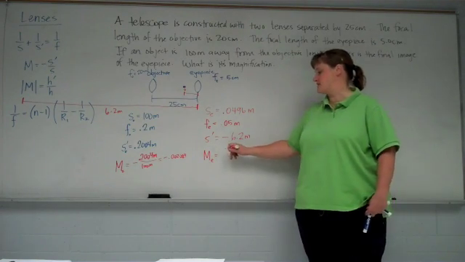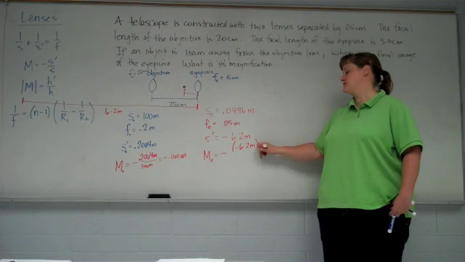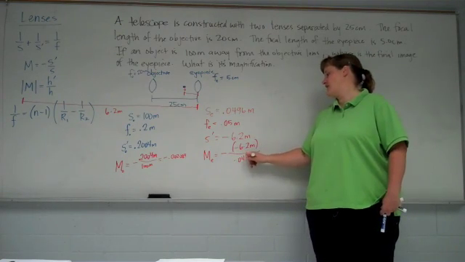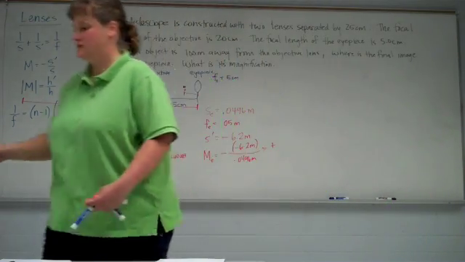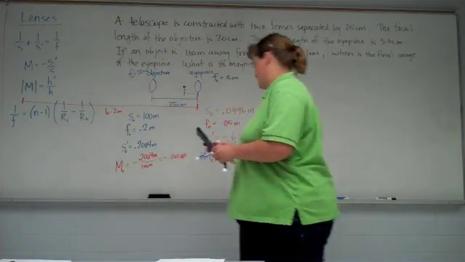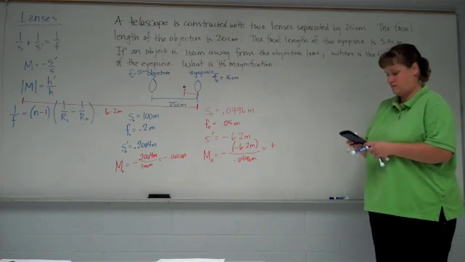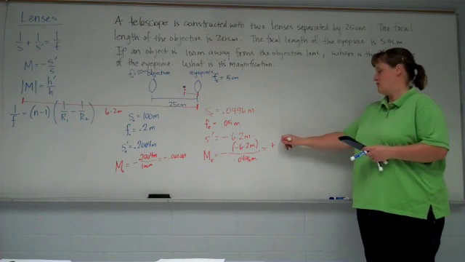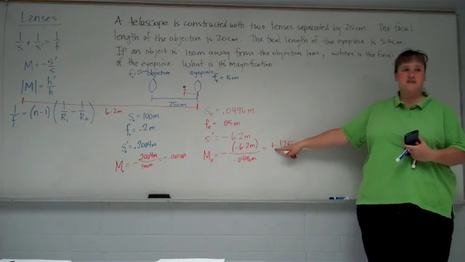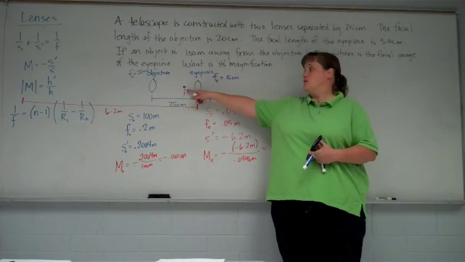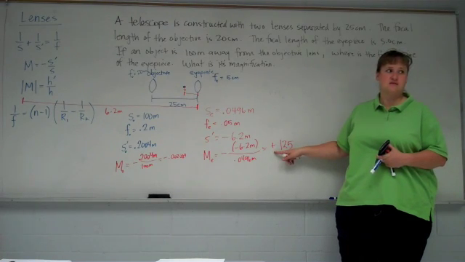Magnification of the eyepiece: negative S prime, which is negative 6.2 meters, over S, which is 0.0496 meters. So we get positive 125. A positive sign means the object and the image have the same orientation.